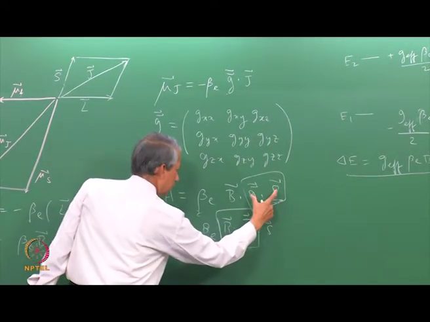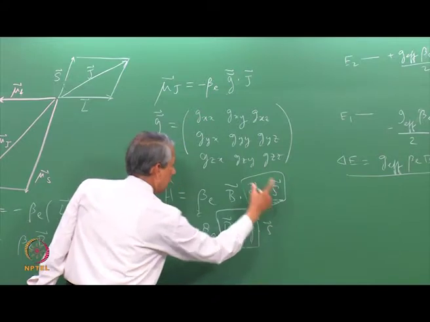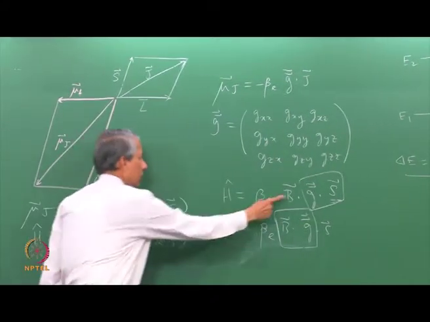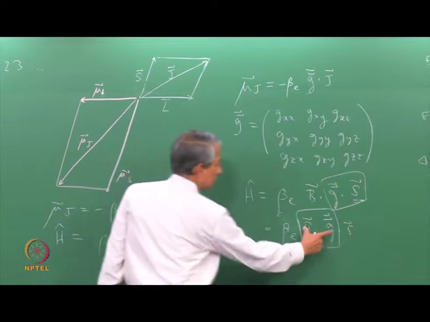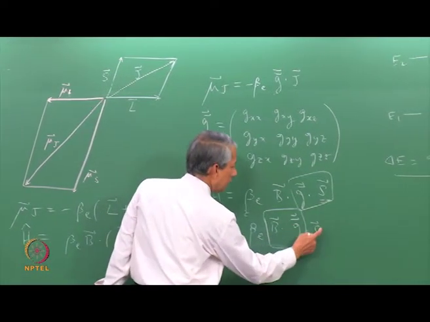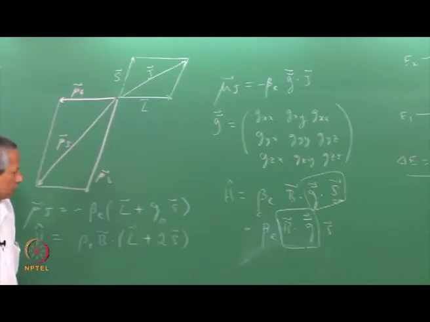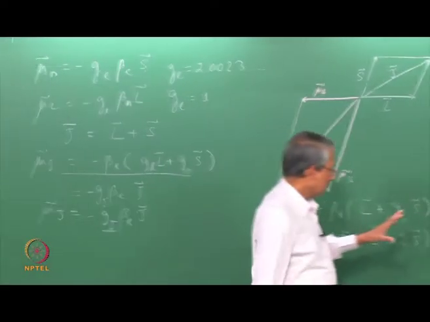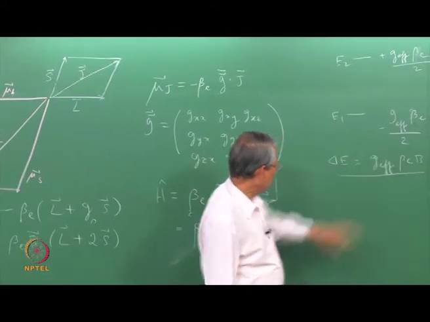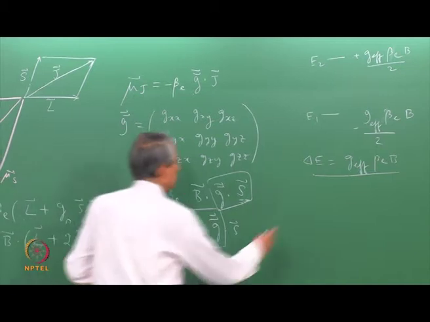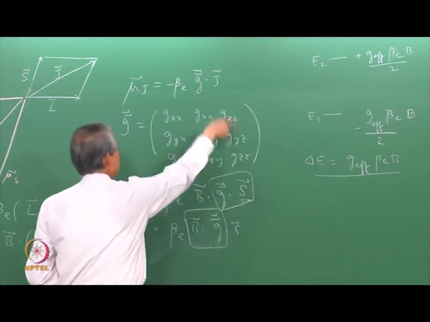So, this gives the effective spin that is interacting with the magnetic field here, or this gives the effective magnetic field which is interacting with the spin. Now, with that idea, we should be able to get some expression of this in terms of these things.